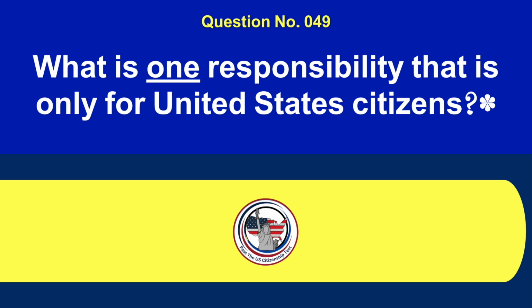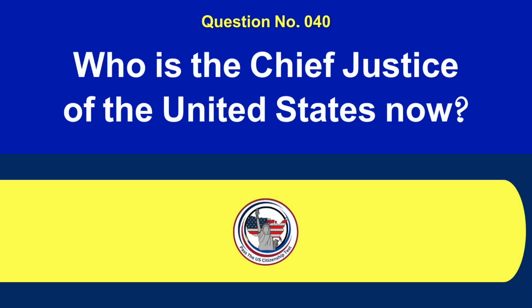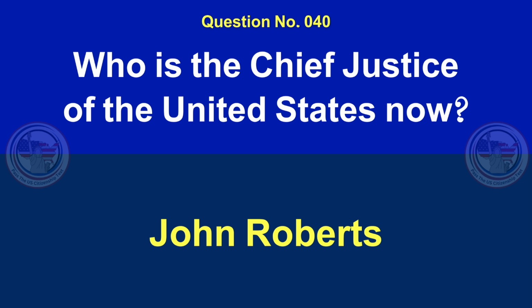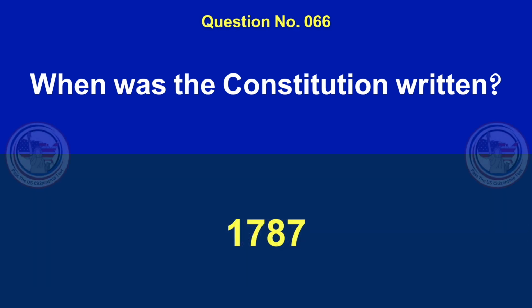What is one responsibility that is only for United States citizens? Serve on a jury. Who is the Chief Justice of the United States now? John Roberts. When was the Constitution written? 1787.